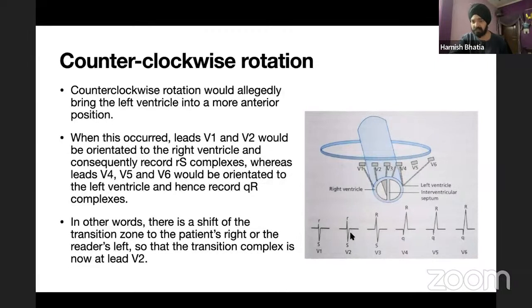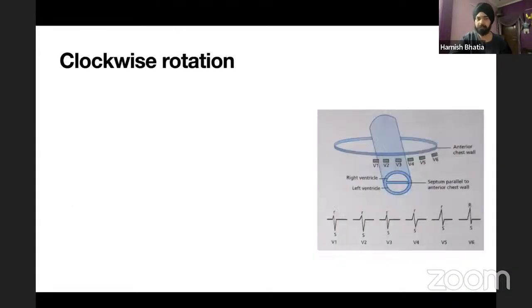So if you see here, the deep S in V2 itself, the R wave has started becoming so tall. So the transition zone has shifted to V2. Normally the transition zone is at V3 or V4. If the transition zone has shifted to V2, it is a counterclockwise rotation.